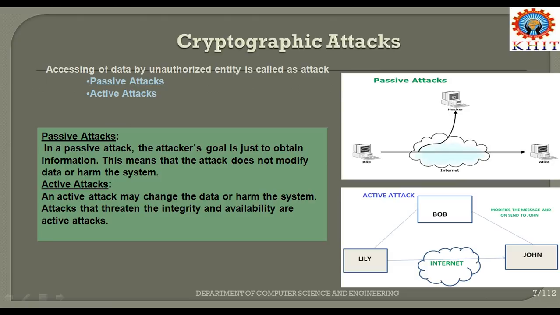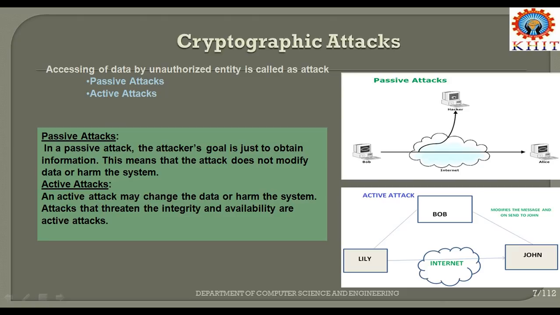So here, see the two examples. Passive attack: for example, Bob is the sender, Alice is the receiver. Here, the hacker is in the middle. Bob is sending some messages through the internet to Alice. The same message is obtained by the hacker. He is just using the data. That's it. He did not modify the data. The passive attack just obtains the information, accesses our data. He does not modify our data.